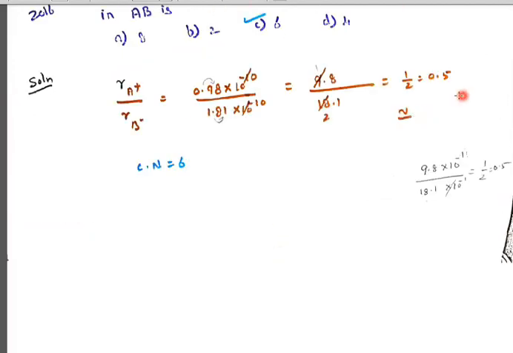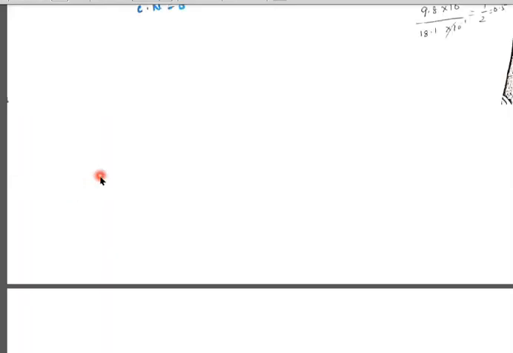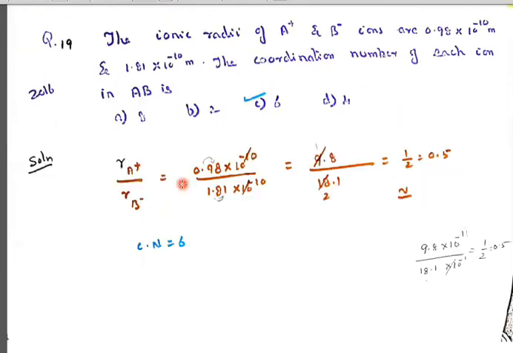So where does the answer fall? Where does 0.5 fall? It falls between 0.414 and 0.732, so it is octahedral. It is nothing but coordination number 6. 0.5 falls between these two, so the coordination number is 6.